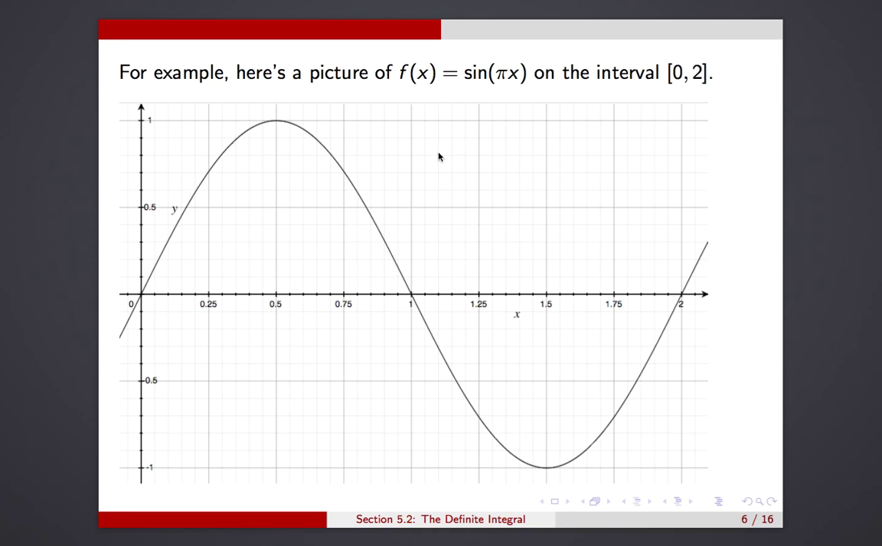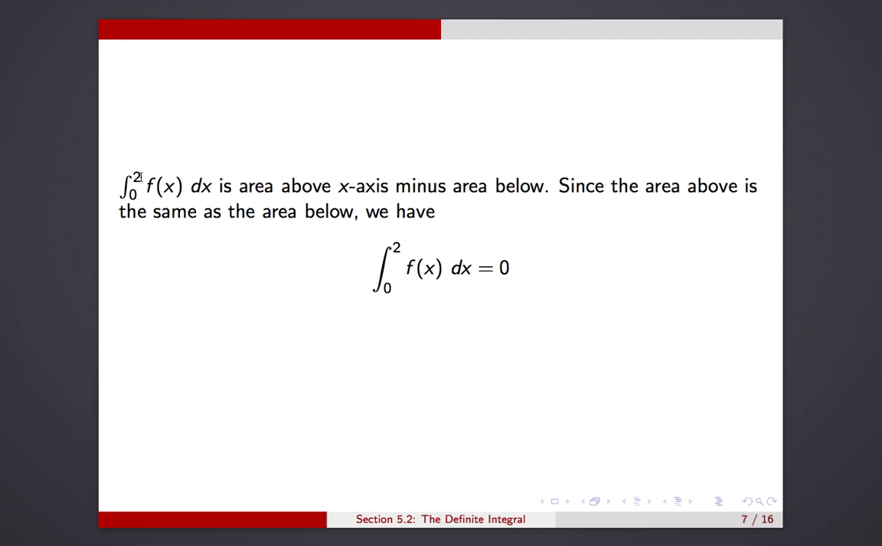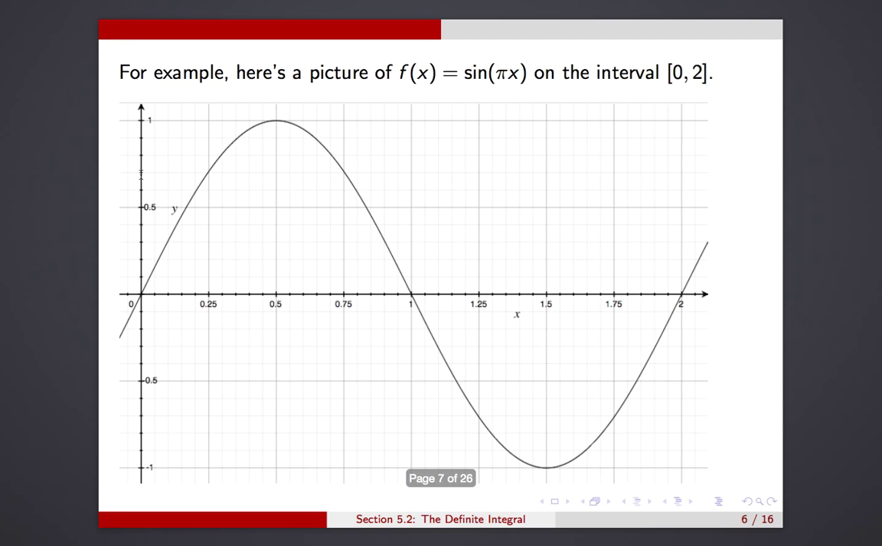So here's our first example. Here's a picture of sine pi x. It has a little sine wave going, and I've graphed it from 0 to 2. If I ask you, what's the integral from 0 to 2? What you have to do is take the area above the x-axis that's trapped between f and the x-axis. So you take all of this area here, the area of this hill-looking thing. Who knows what that area is?